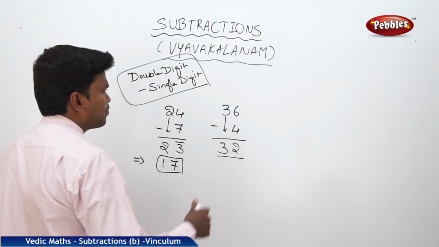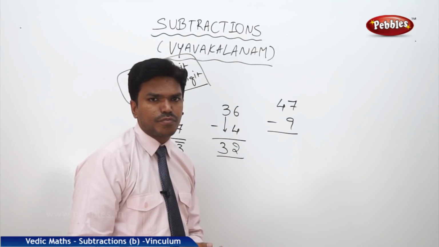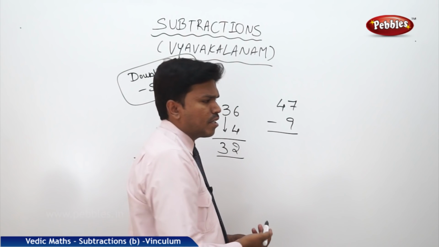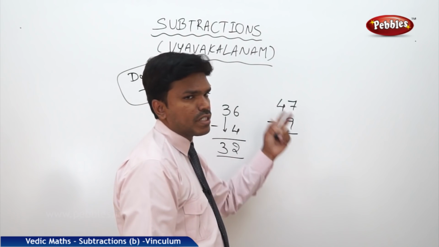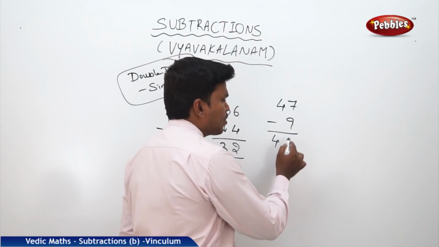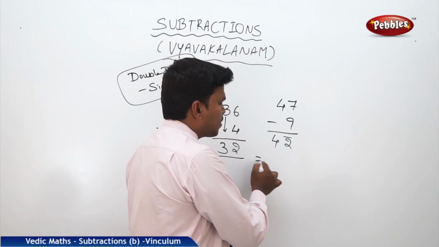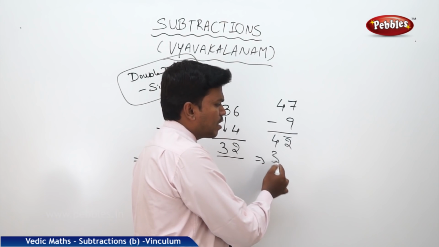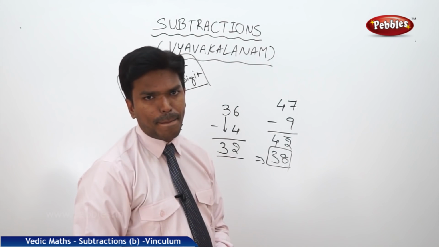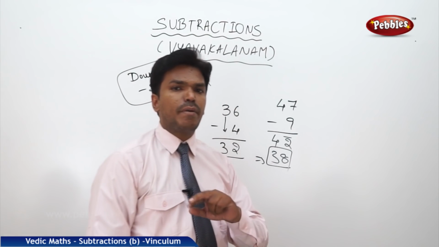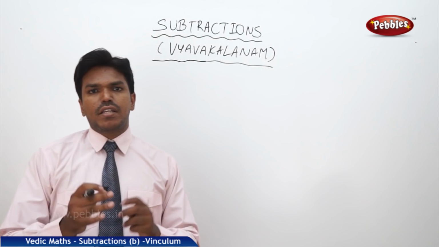One more example. Suppose you tell me 47 minus 9 I want to subtract. Drop this 4 as it is. And 7 minus 9 is not possible. So go reverse, 9 minus 7. How much? 2, but with a bar on it. Now what is the normal number? Convert this number. 4 becomes 3. What is the complement of 2? 8. So your answer is 38. Like this we can do double digit minus single digit. So we have seen the double digit minus single digit subtraction.